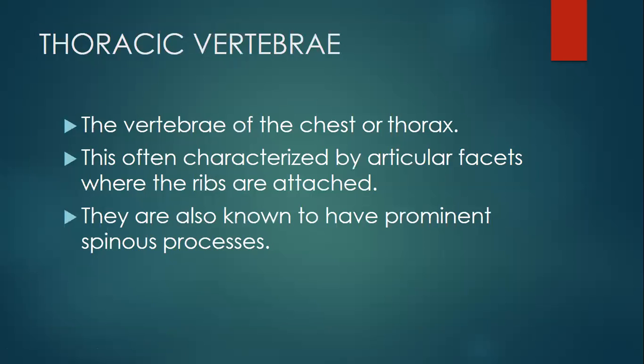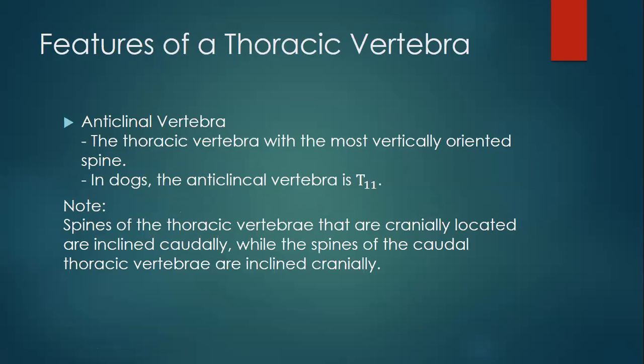Now we go to your thoracic vertebrae. These are often characterized by articular facets where the ribs are attached, and they are also known to have very prominent spinous processes. They have what we call the anticlinal vertebra, the thoracic vertebra with the most vertically oriented spine, and for dogs, it's usually T11. Take note that spines of the cranially located thoracic vertebrae are inclined caudally, while the spines of the caudal thoracic vertebrae are inclined cranially.